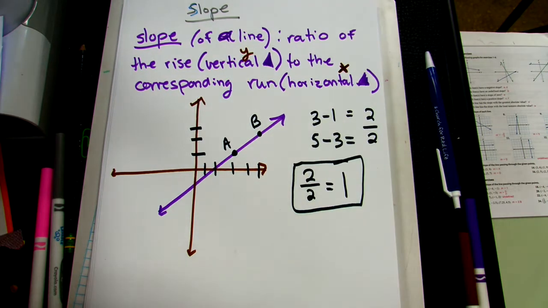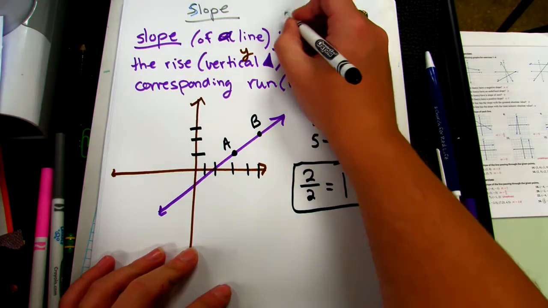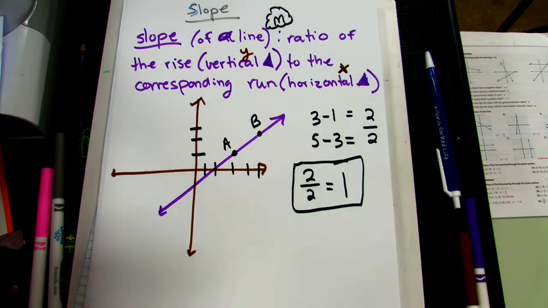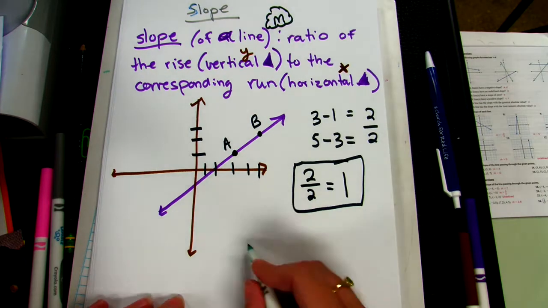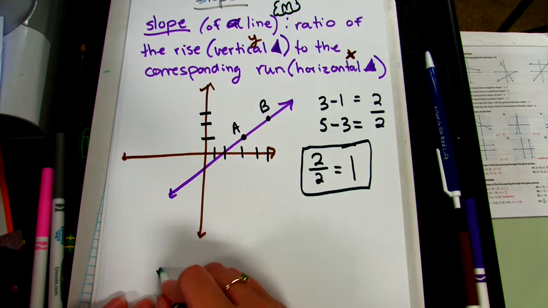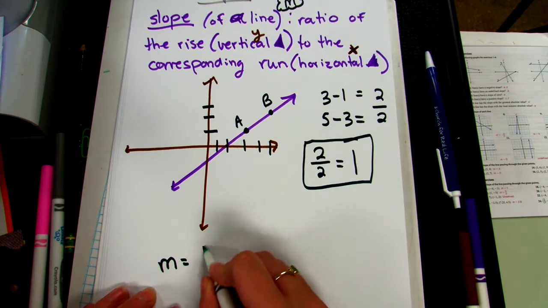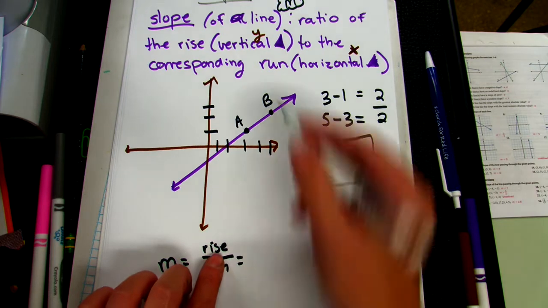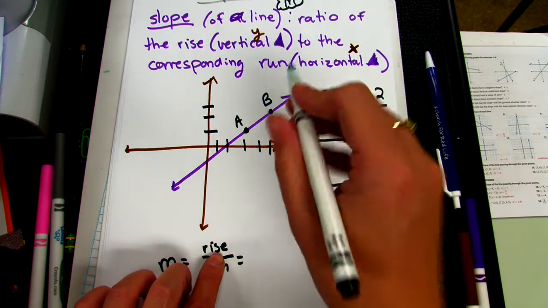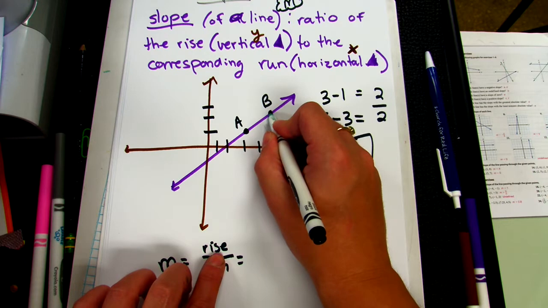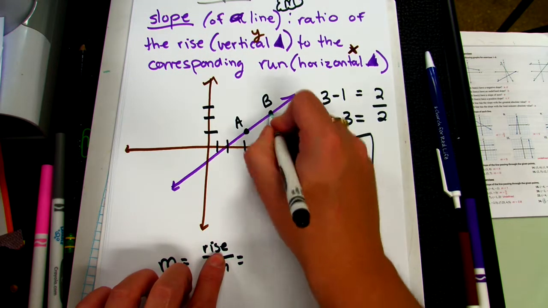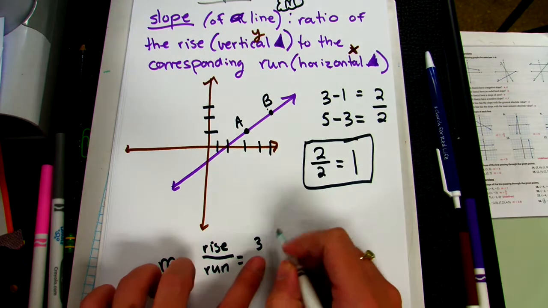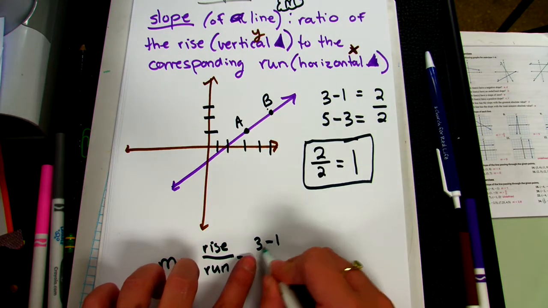Just so you know, we usually use the letter M to indicate slope. So looking again at the same problem, M, our slope, is the rise over the run. The difference in the rise, so vertical: we started at 3 for B on the vertical axis, and then A is at 1. So we want the difference between 3 and 1, so 3 minus 1.